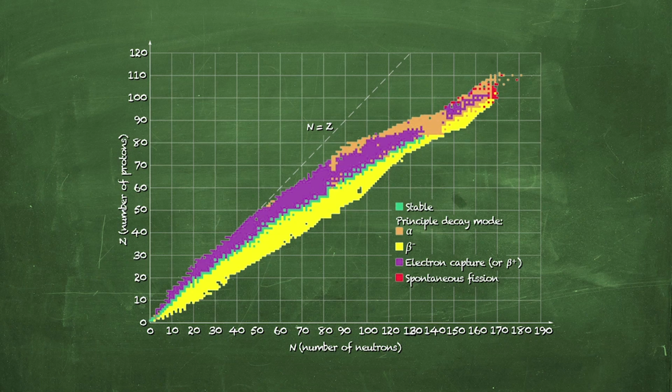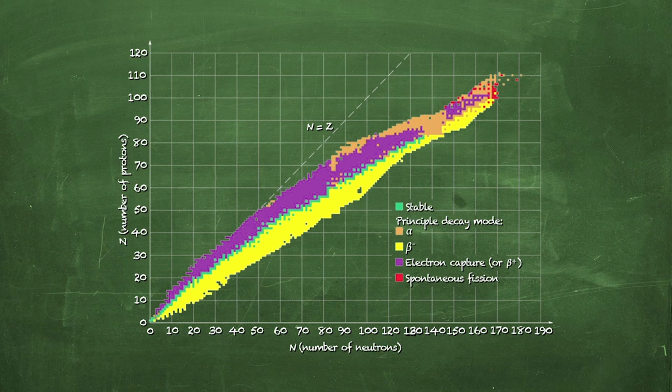If you look closely at the graph, you should see something that looks like a green staircase going up from 0, 0 up to the right. That staircase, that green staircase, represents the stable isotopes. Those are the isotopes of a particular element that will not decay spontaneously. And you can see that that's a very small number of isotopes that are stable. All the other known isotopes are represented by pixels of different colors that represent their principal decay mode.